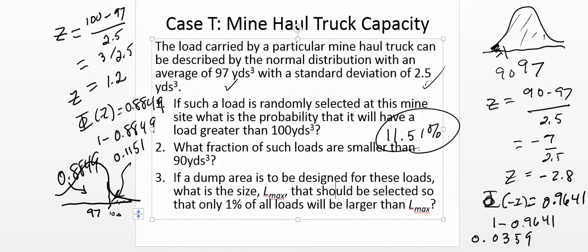So our answer there is 3.59%. Lastly, part 3 asks, if the dump area is to be designed for these loads, what is the size L max that we should select so that only 1% of all loads are larger than this? I'm going to use the next sheet for this.